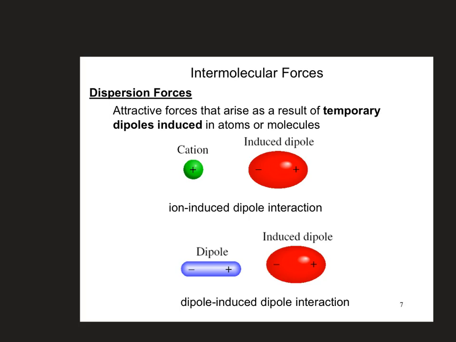Since everything has electrons, all you need to remember here is that everything has dispersion. Everybody gets something. Everything has dispersion.